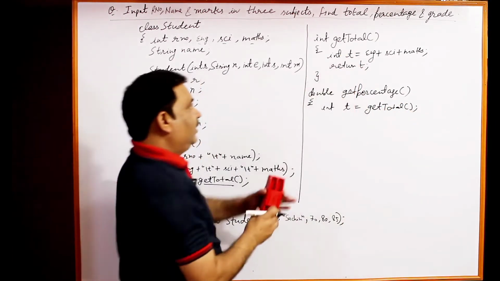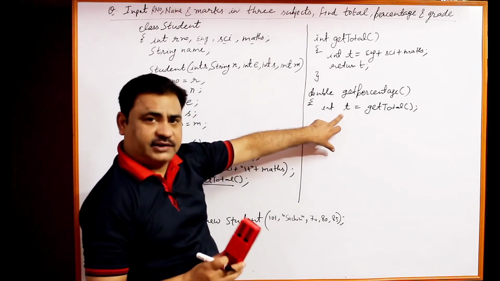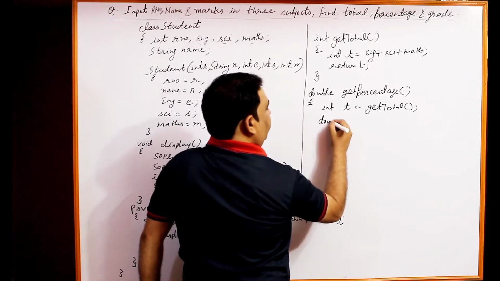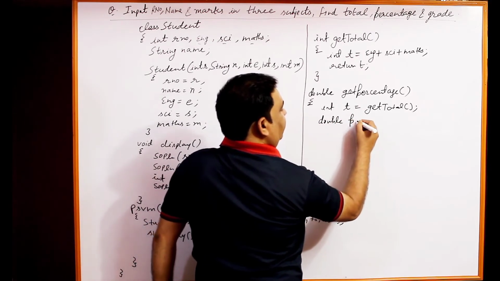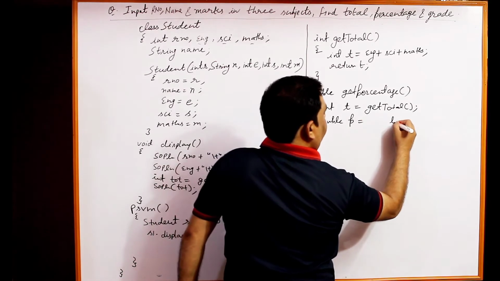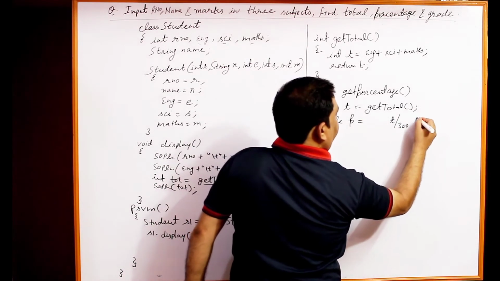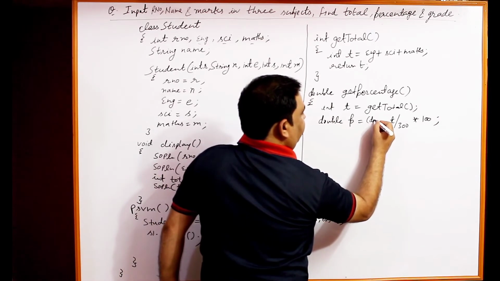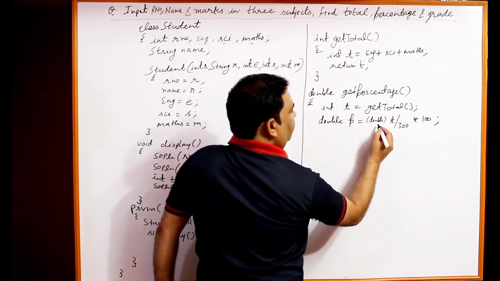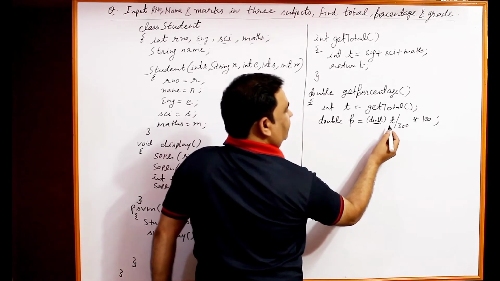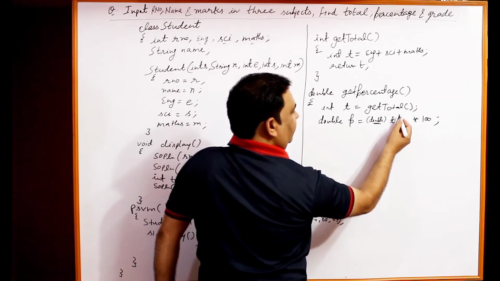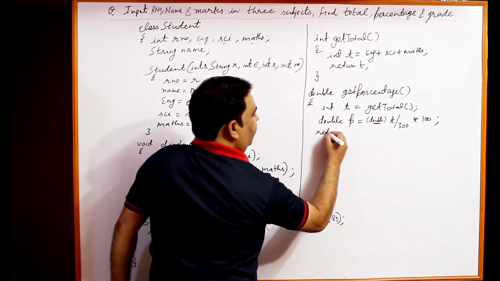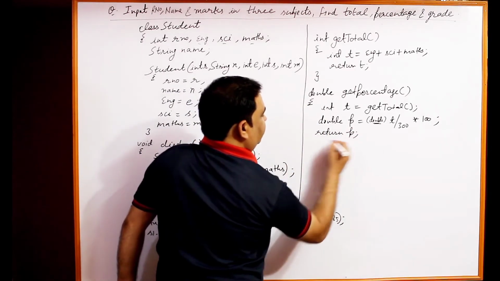So getTotal will provide you total marks of the student, and now you can apply the percentage formula, double p equal to t upon 300 multiply by 100. But don't forget to do the typecasting, because t is an integer here, we have used (double) t, typecast into double, divide by 300, applying the formula, percentage will be calculated, and now we can return the percentage from here.